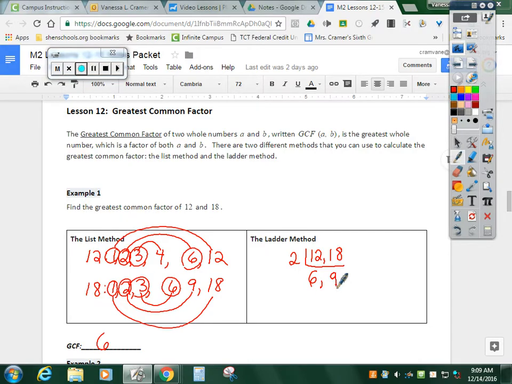And 6 and 9 can still be divided by something. I'm going to divide them both by 3. 6 divided by 3 is 2. 9 divided by 3 is 3, okay? And then I look at 2 and 3, and 2 and 3 only have one common factor. The only thing that can go into both of them is 1. Okay, so to find the GCF, I'm going to tell you this upside down bar looks like an F. So you circle the stuff on the outside of the F, and 3 times 2 is 6. So the GCF is also 6. So that's another way you could do this problem.